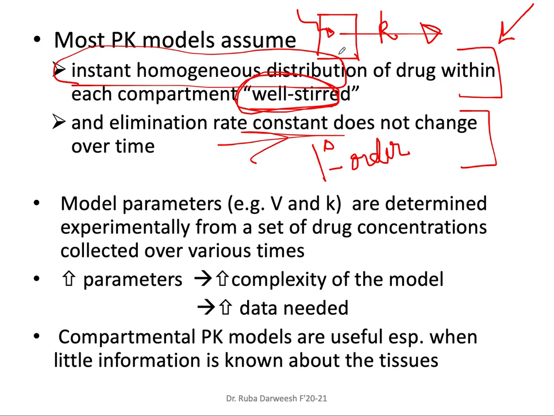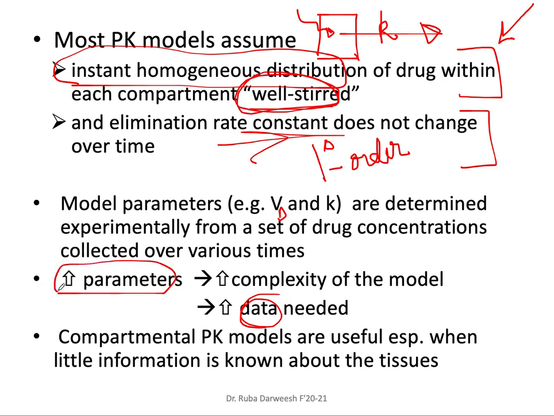So the model parameters that I just mentioned, such as apparent volume of distribution or elimination rate constant, are, as we mentioned, estimated from the experiments that we have, such as concentration versus time, okay? Once the complexity of the model increases, such as when the number of compartments increases, it means that more data needs to be collected, more experiments need to be done, and more parameters are needed to define the model.